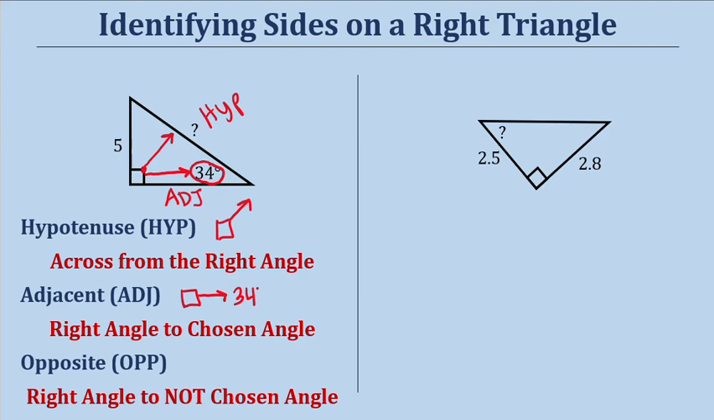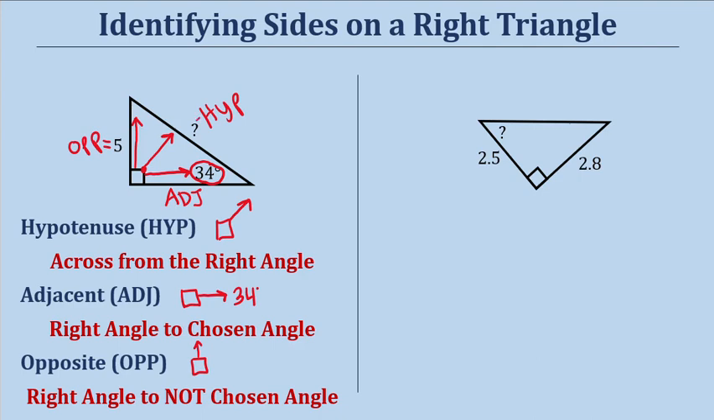As for our final side, to find that, I would start at the box, just the same, and I would go to the angle that I did not choose. Specifically in this case, the angle that does not have a number in it. Because I chose the 34 and I didn't choose this blank angle, the opposite side is going to be along the edge, going from the right angle to the angle I did not choose. So in this case, the opposite length is 5.